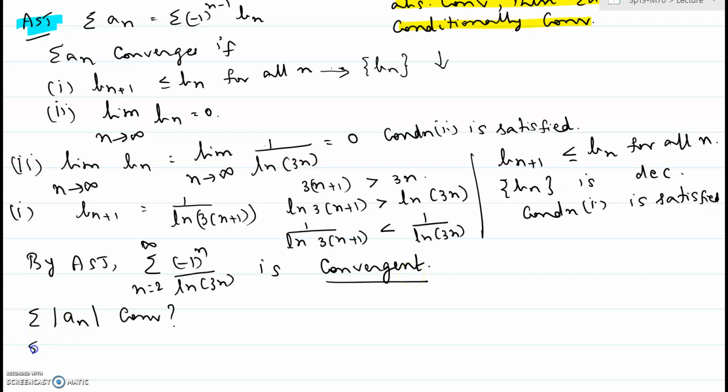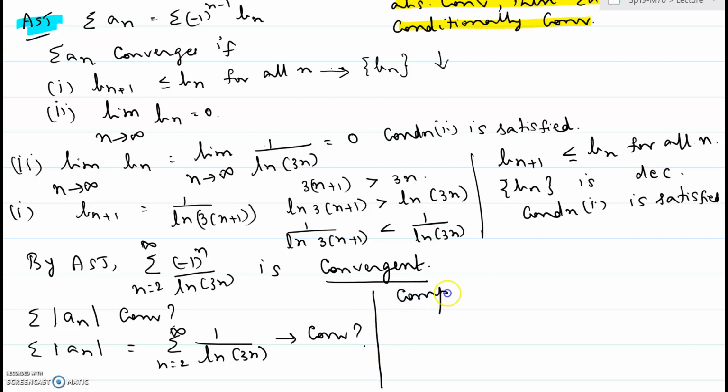So let's consider sigma absolute an. So it will be just the bn part, which is sigma without the sign. So you have to get rid of that -1 to the n. That is 1 over ln of 3n, n varies from 2 through infinity. And we have to see whether it is convergent or not. If it is convergent, then the given sigma an would be absolutely convergent. So we can use comparison test or limit comparison test over here.